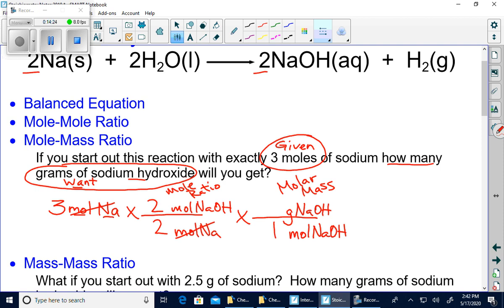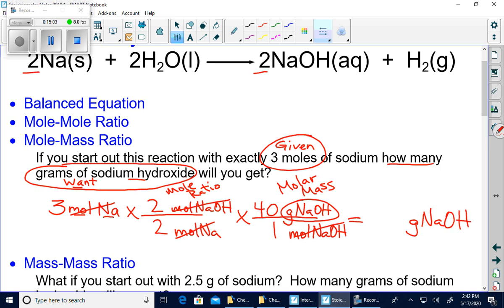So that means I need a 1 for my mole of sodium hydroxide, and I put the molar mass, which is 40 for sodium hydroxide, on top. 23 for sodium, 16 for oxygen, 1 for hydrogen, so 23 plus 17 is 40. That's where I got my 40 from the periodic table. Remember that. Okay, so moles of sodium hydroxide have canceled, leaving me grams of sodium hydroxide. That's what I want, so I'm done.